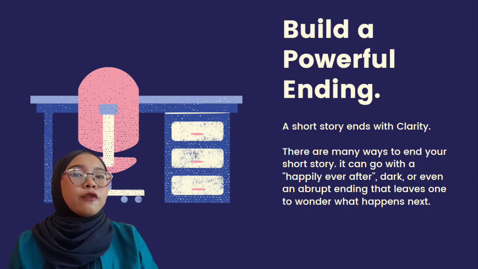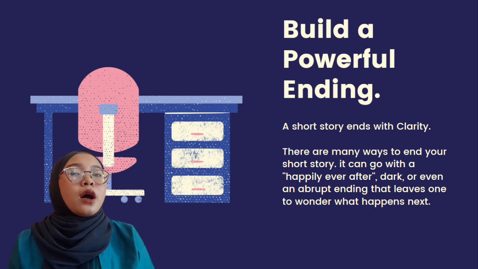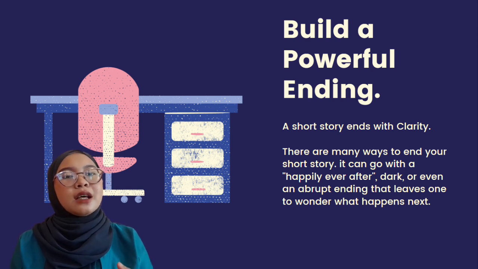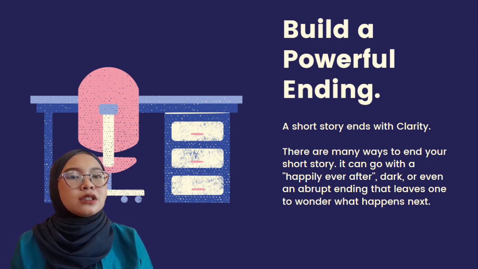The last tip for writing a good story is to build a powerful ending. Making the perfect ending for a short story is a whole skill. Unlike writing a novel, where you have the ability to drag out the final chapter, a short story ends with clarity. There are many ways to end your short story. It can go with a happily ever after, a dark ending, or even an abrupt ending that leaves one to wonder what happened next. Some endings are naturally constructed to evoke feeling, where their meaning depends on how the reader perceives it.